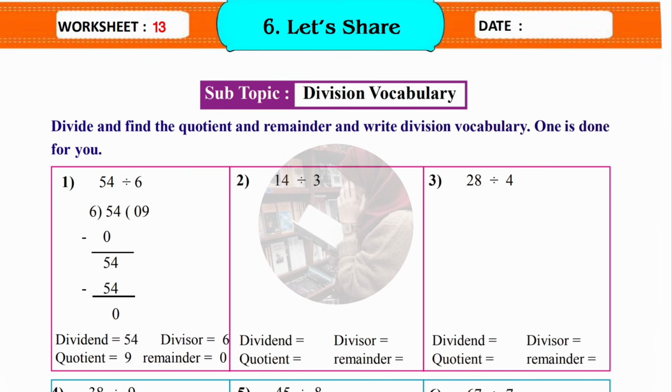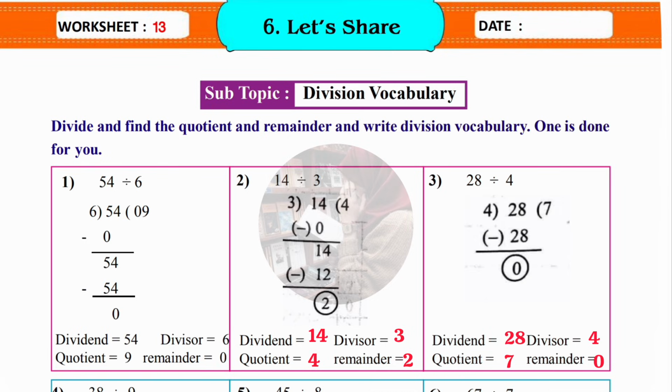Like that. Second one, 14 divided by 3. So 3 4s 12. We'll get 2 as remainder. Write down, dividend is 14, 3 is the divisor, 4 is the quotient and 2 is the remainder. Okay, next, third one, 28 divided by 4. So 4 sevens 28. We'll get 0 as the remainder. Okay, next write it down. Dividend is 28, divisor is 4, quotient is 7 and remainder is 0.